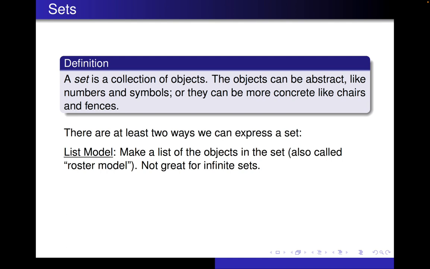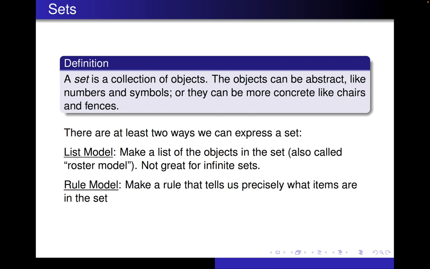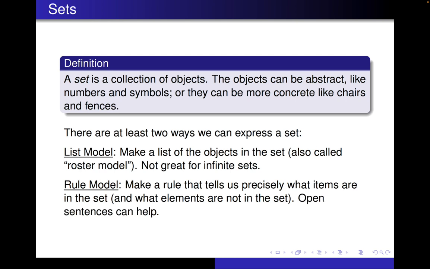But if you have infinite sets, like the real numbers or something like that, the list model pretty much stinks. However, we can also use a different model that is much better for infinite sets. That is the rule model. And this is to make a rule that tells us precisely what items are in the set, so those are the ones that follow the rule, and what elements are not in the set, those are the ones that don't follow the rule. And as you've seen in the previous slides, what is useful for making rules? Well, open sentences. So we're gonna use that for some of the notation here. As I mentioned, open sentences can help with this.